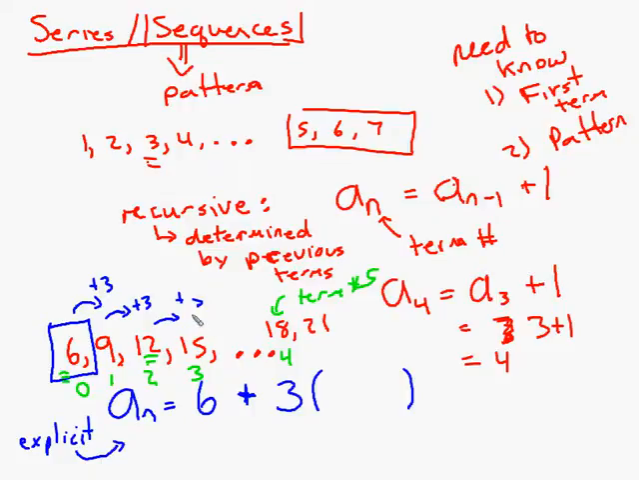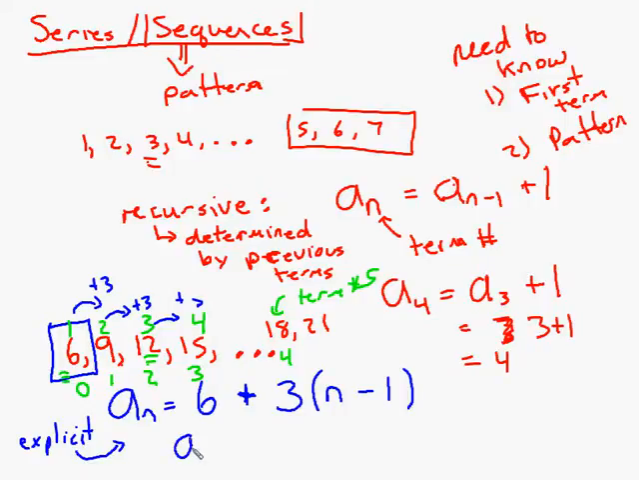Okay? Now take a look at this pattern here. What term is this? 4. What term is this? 3. What term is this? 2. What term is this? 1. Notice the number of times I've added 3. It's always 1 less than my term number, isn't it? Yeah. So inside of here, I could write n minus 1. This is my explicit formula. This gives me any term.